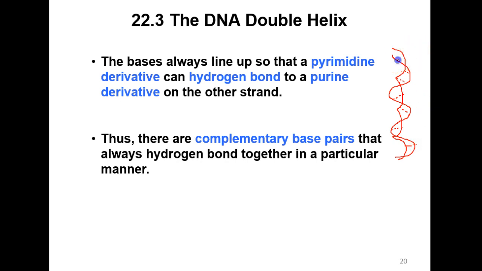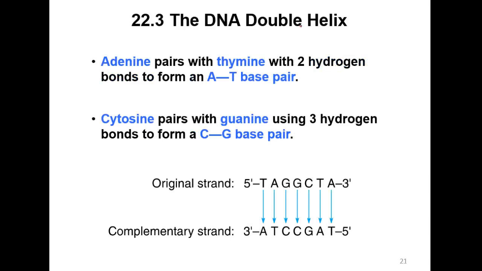I always tell my class, I don't remember if I've told this class, that if we didn't have hydrogen bonding, we'd just be a puddle of slime on the ground. Everything is composed of hydrogen bonding. Thus, there are complementary base pairs that always hydrogen bond together. We'll talk about that. The G and the C always hydrogen bond, and the A and the T always hydrogen bond, or the A and the U if we're talking about RNA.